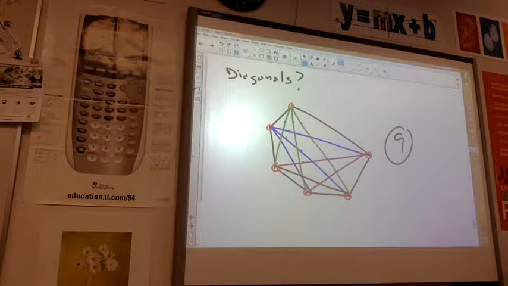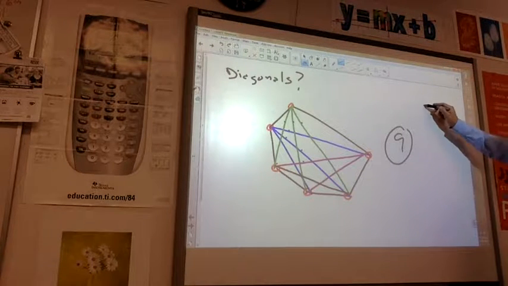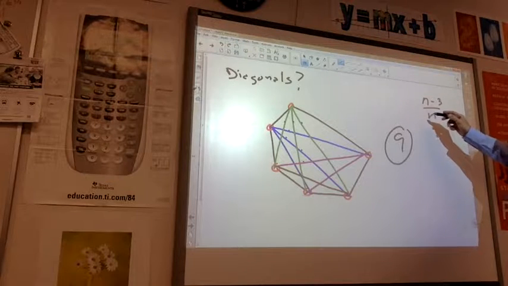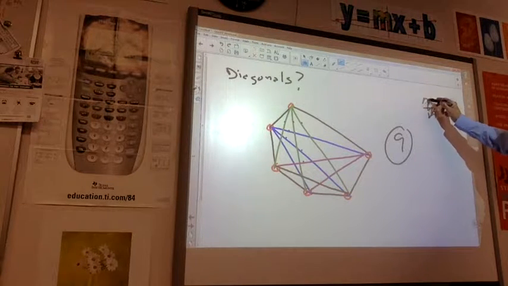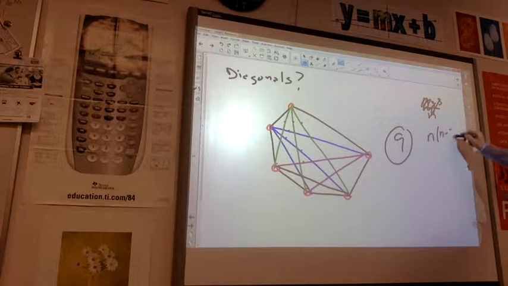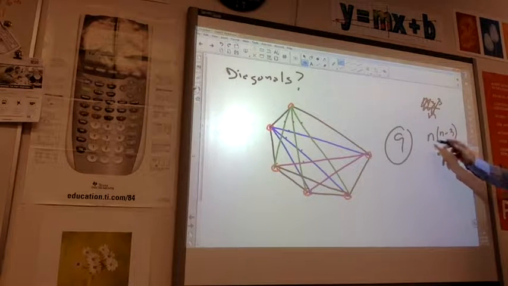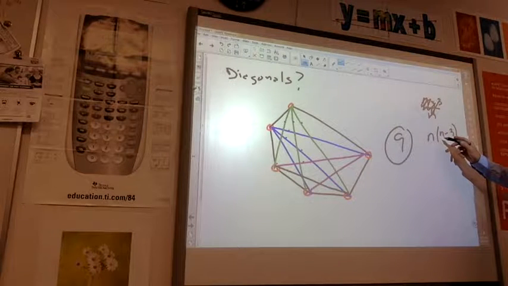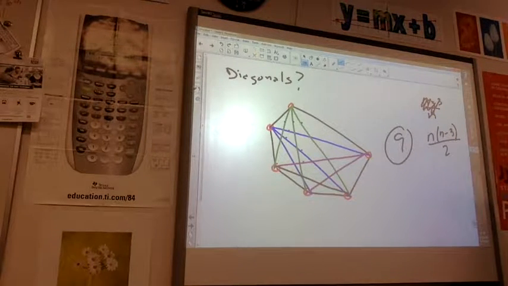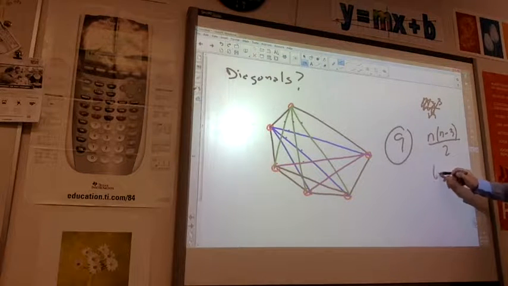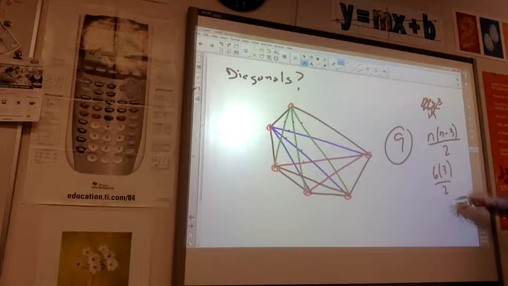Rather than worrying about it, I don't remember the equation. I know there was an equation we came across. What is it? N minus 3 over n? No, it's n times n minus 3 over 2. Yeah, he's right. So that's 6 times 3 over 2, 18. Yeah, 18. There you go.